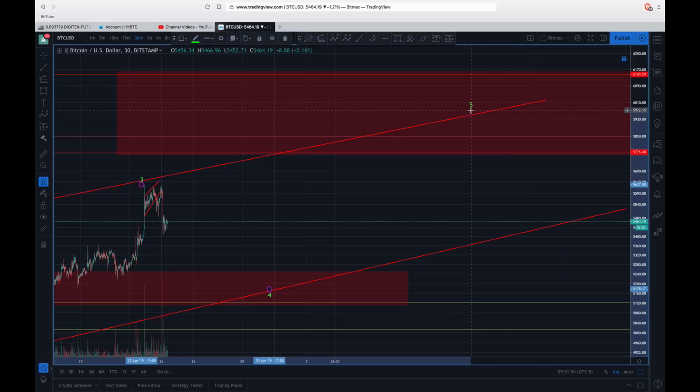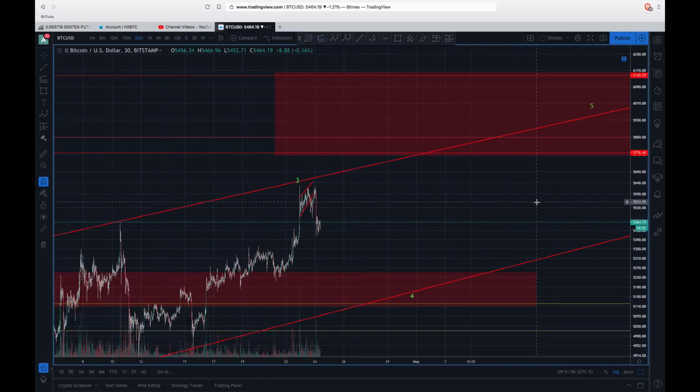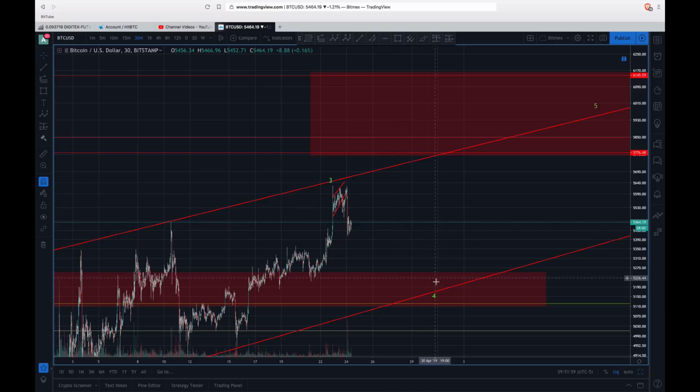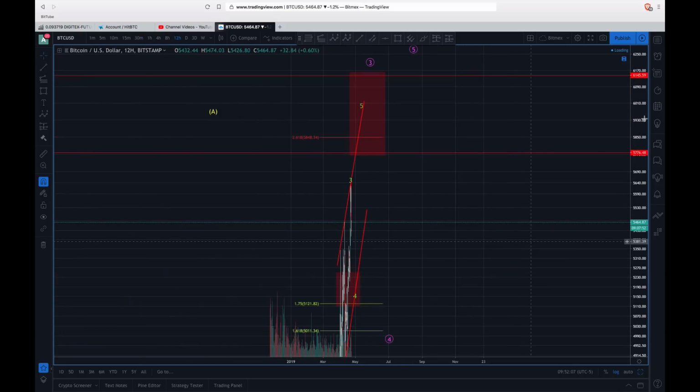So I'm still under the impression that we could range down for a while like this, just because from the higher time frames, like I've shown, I'll go back out here again to the 12-hour.